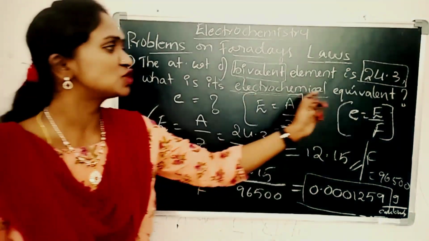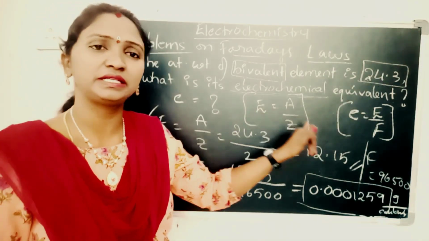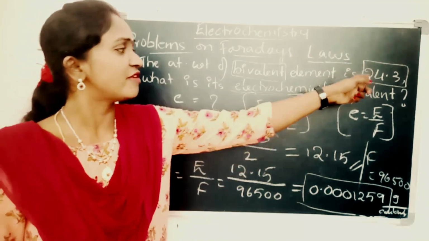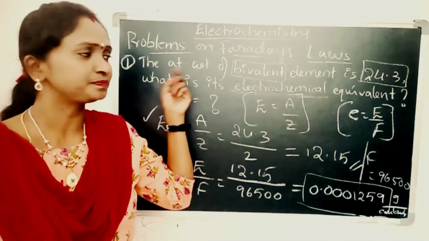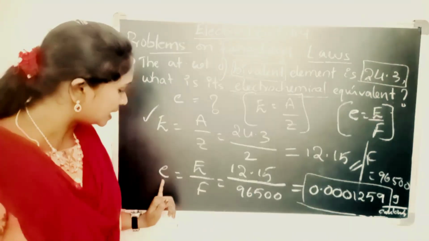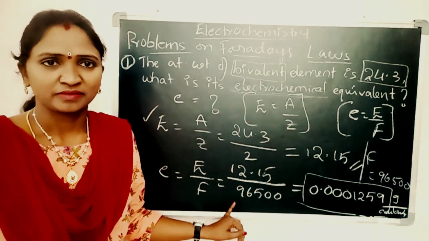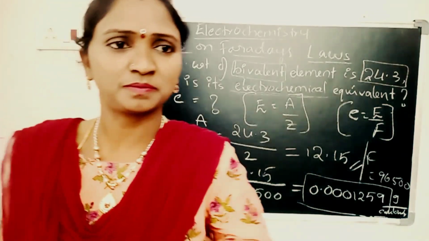Here the atomic weight of the bivalent element is 24.3. What is its electrochemical equivalent? First we calculate capital E; the A value and Z value are given in the problem. After getting the E value, we can calculate the small e value. So this is the first one. Now see another problem.